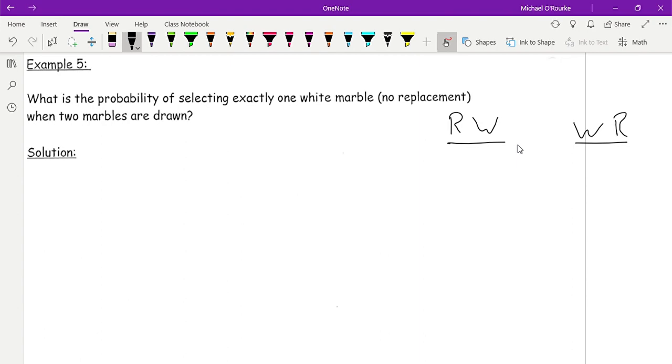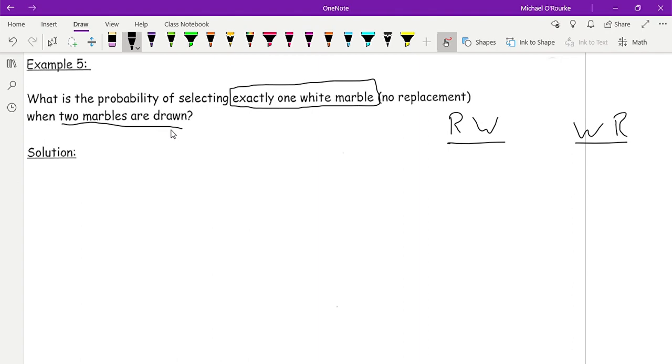Correct. So what do you want to do? Okay, slow down. Well, there's 3 marbles, right? 2 are white and 1's red. You could pull a red and a white, or a white and a white. Correct, but I want to know the probability of selecting exactly 1 white marble when I select 2.